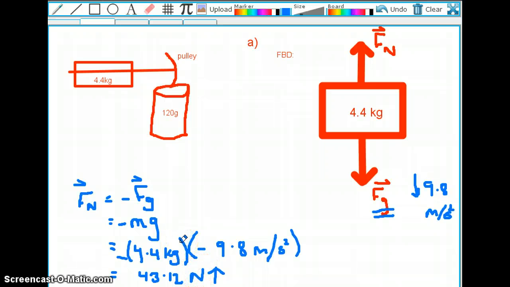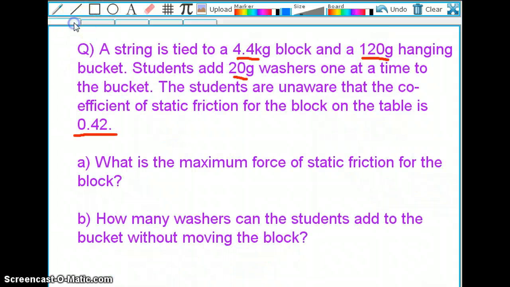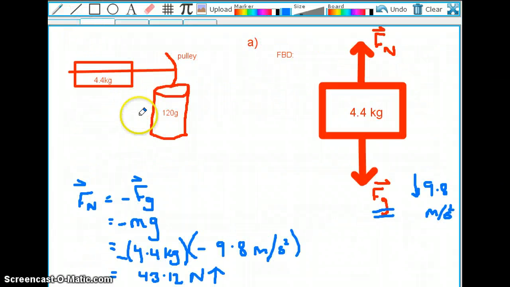So are we done with part A of the question? Not so much. I mean, we have a little bit more work to do. The question is actually asking us the maximum force of static friction, not the normal force. But in order to find the force of static friction, we're going to need the normal force, because I know you all remember this formula.